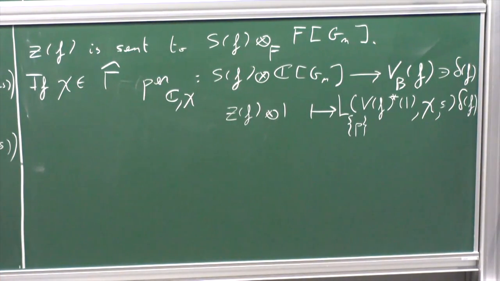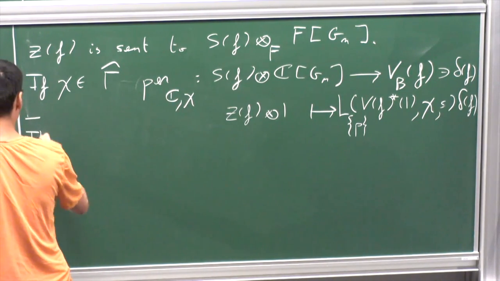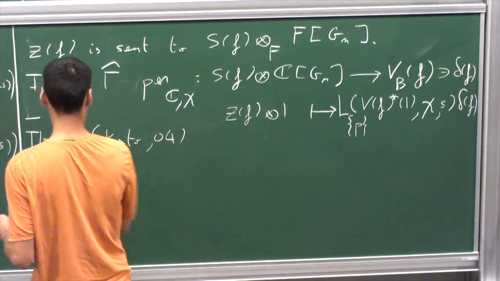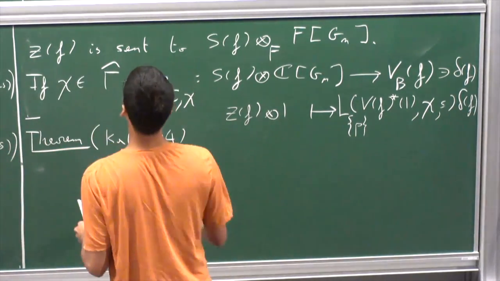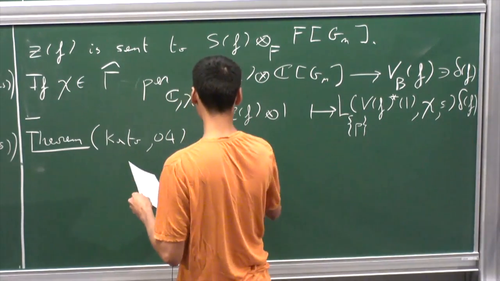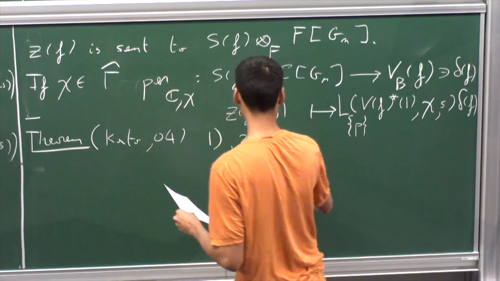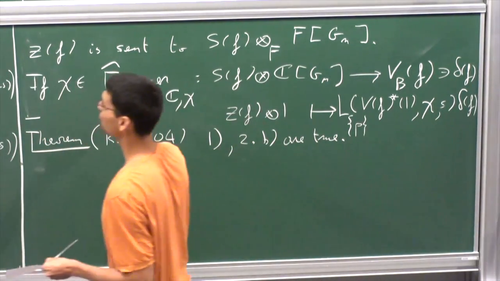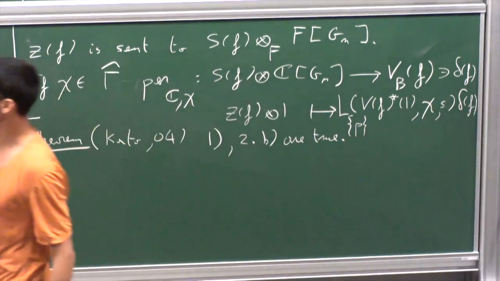And it settles question one above. Can we make sense of these special values? Well, we can, in terms of H^2 Iwasawa and this class z_F. Let me recall the following theorem, which is due to Kato in 2004. In this conjecture, statements 1 and 2b are true, under my hypothesis. So what remains is statement 2a.